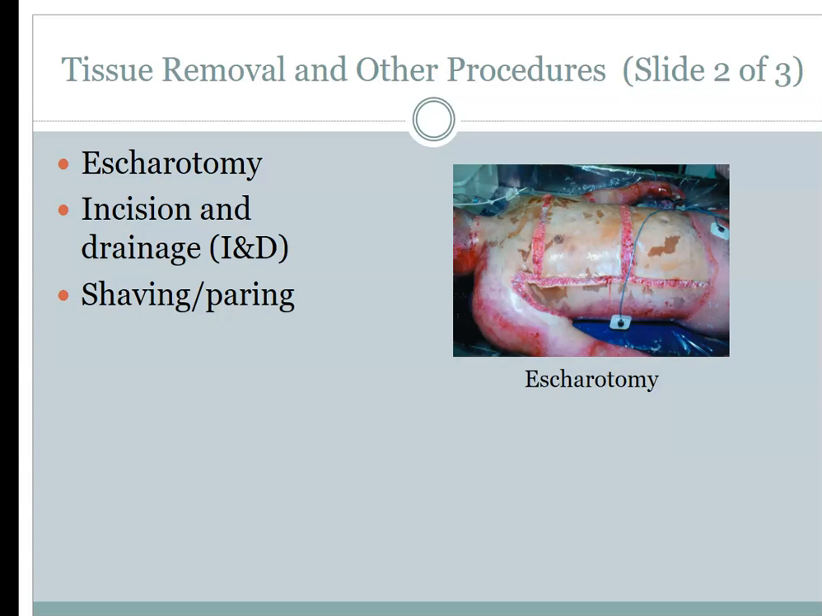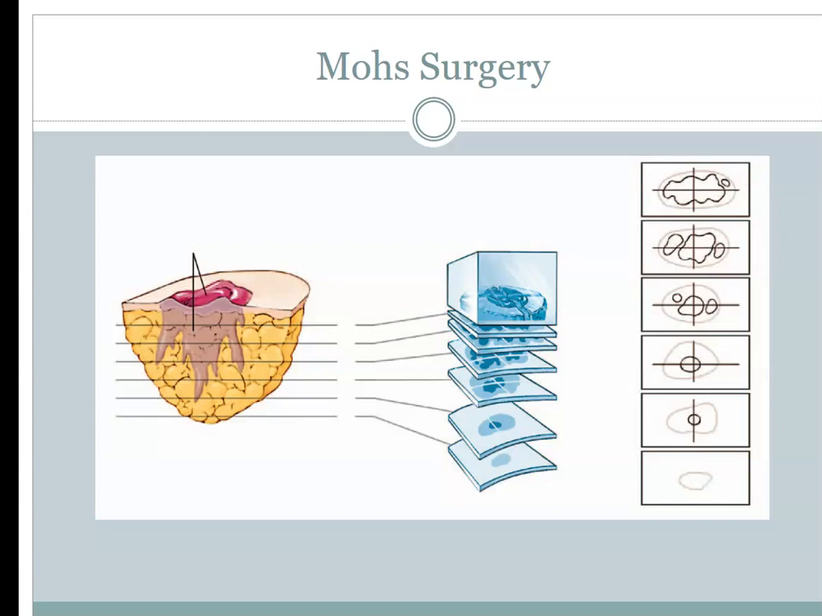Shaving and paring is the slicing of thin sheets of tissue to remove lesions. Mohs surgery is the repeated removal and microscopic examination of layers of a tumor until no cancerous cells are present. Maps of tumor location drawn from frozen section specimens indicate areas of remaining tumor that must be removed. As you see on the slide, it shows you an animation of a Mohs microscopic surgery.